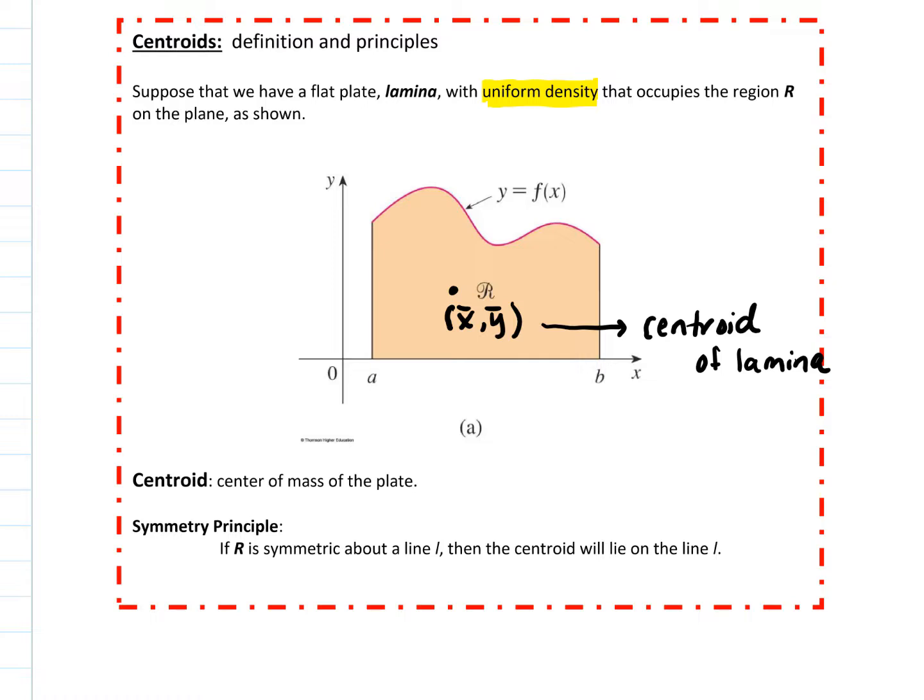If this region were symmetric, we could look at that line L, whether it be a vertical line or a horizontal line, and we would know that the centroid lies on that line.